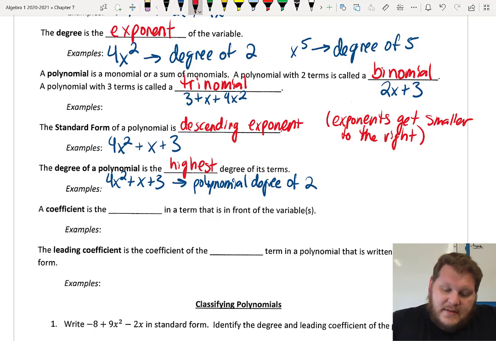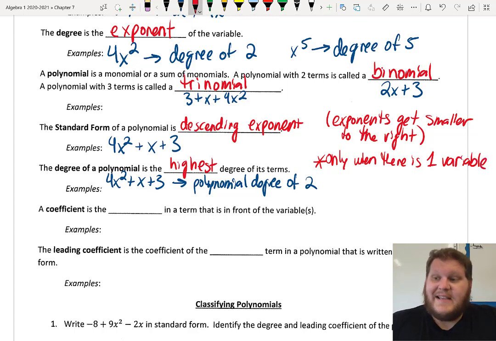Now, I'm going to put a little asterisk here. This is only when there is one variable. So if I'm dealing, like I have here, even though I have multiple variable terms, it's all just x. Right? There's no other variables, there's no y's, there's no z's, a's, b's, n's, q's, any of those letters of the alphabet that we could use. Since it's just one variable, it's just whatever the highest degree is.